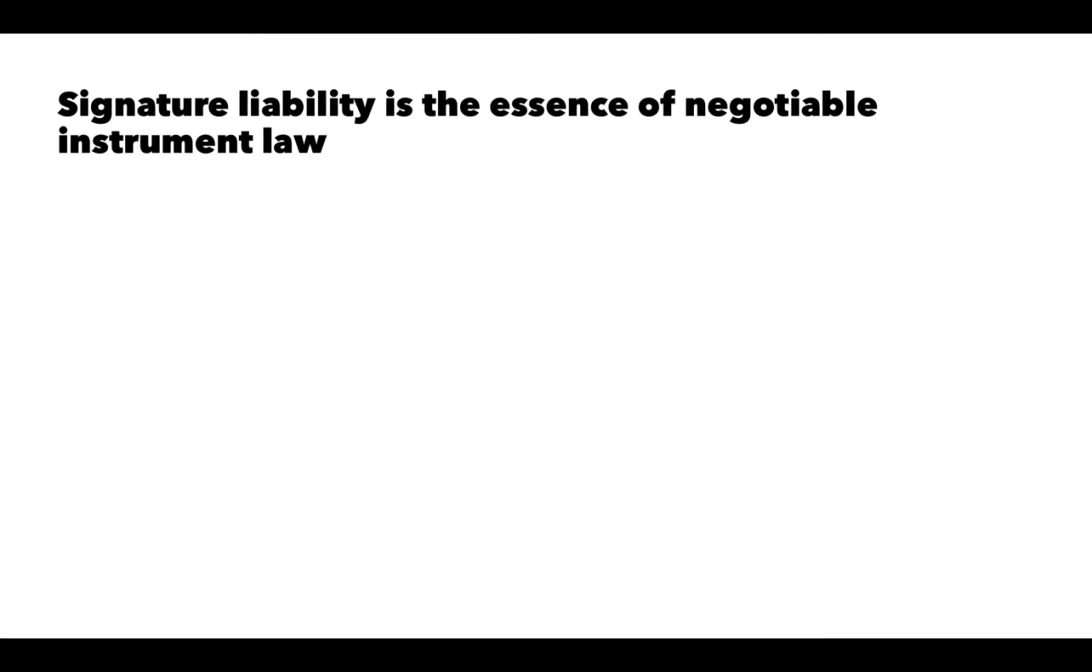Now, we know that liability can arise from signing a negotiable instrument. And in fact, signature liability is the essence of negotiable instrument law. Signature liability relates to signatures on instruments. Those who sign negotiable instruments are potentially liable for payment for the amount stated on the instrument.